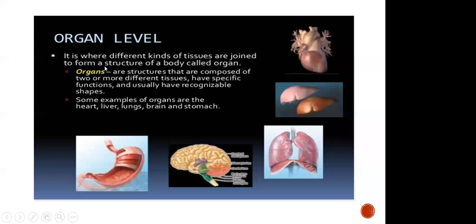Is it completed, children? Are you writing? So note the examples of organs: the heart, liver, lungs, brain, and stomach.